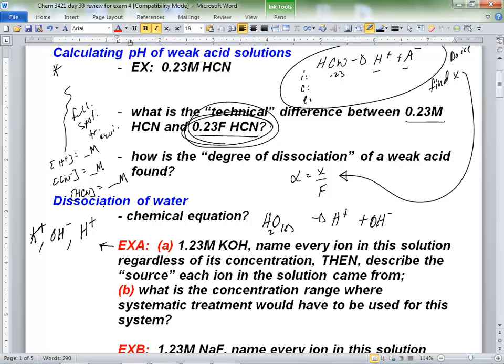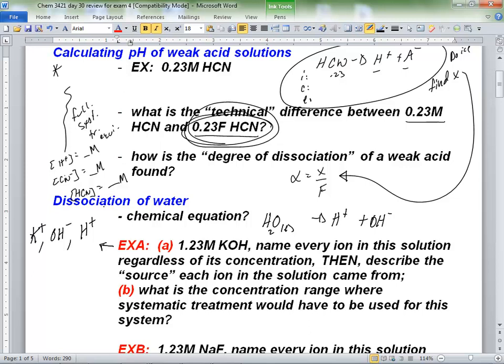Where does the K plus come from? Yeah, this 1.23 molar KOH solution, right? Where does the hydroxide come from? Yeah, the same solution, and water to a very small degree, though, right? But it comes from both of those. Where does the hydrogen ion come from? Water, and solely the dissociation of water.